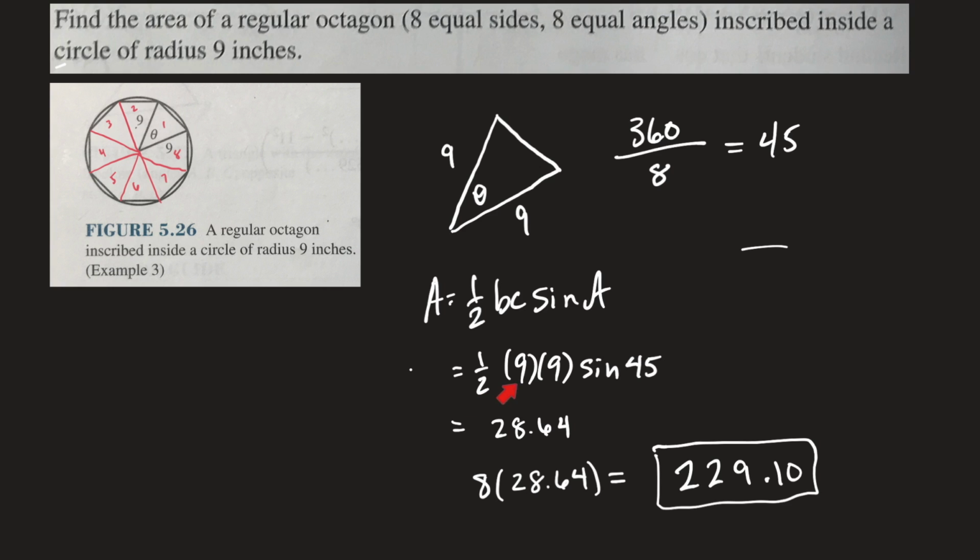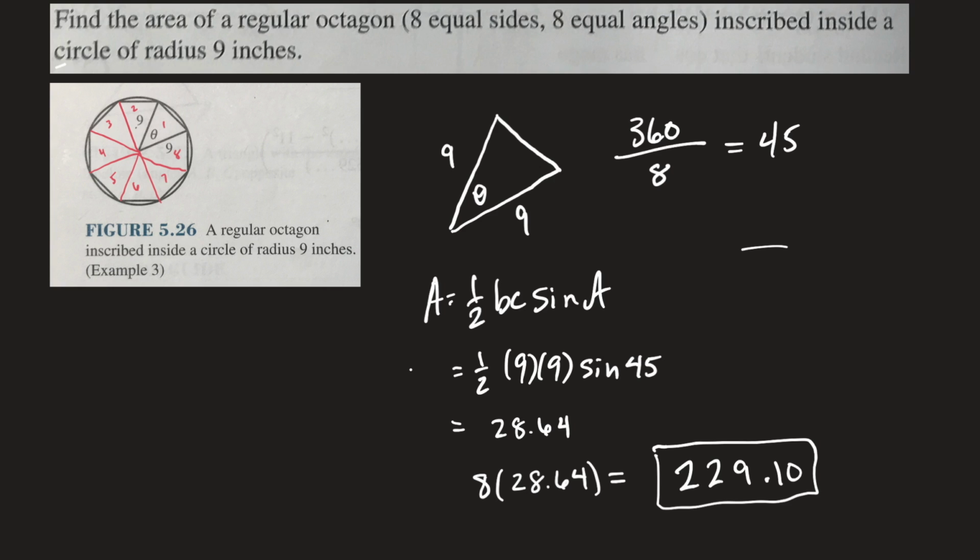So we plug it in: 1/2 times 9 times 9 times the sine of that one angle, 45 degrees. And that gives me 28.64 as the area of just the single triangle that we have here. But there's 8 of them. So I'm going to multiply that area by 8 to get 229.1. If there had been 12 triangles, I would have multiplied by 12, which would have made the angle here a little bit smaller, and so forth.